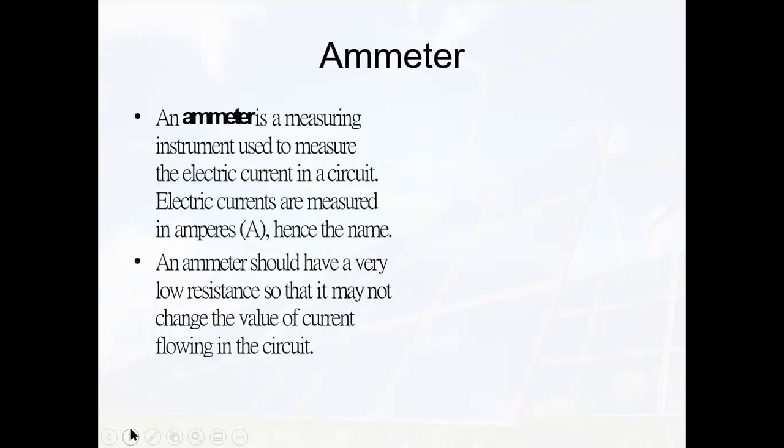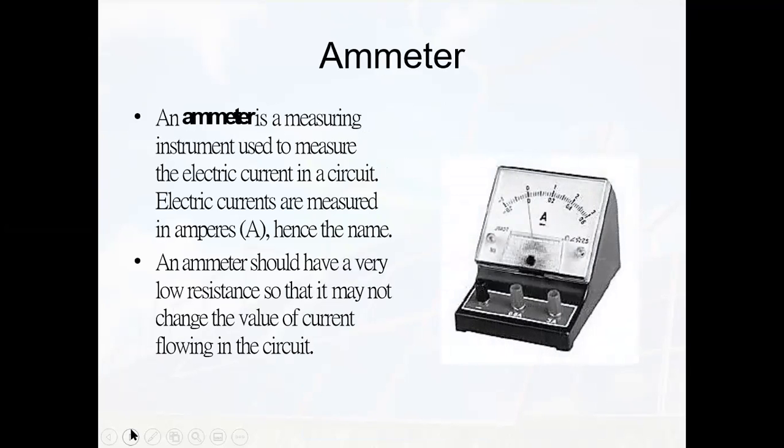Ammeter. An ammeter is a measuring instrument used to measure electric current in a circuit. Electric current is measured in amperes, hence the name ammeter. An ammeter should have a very low resistance so that it may not change the value of current flowing in the circuit.